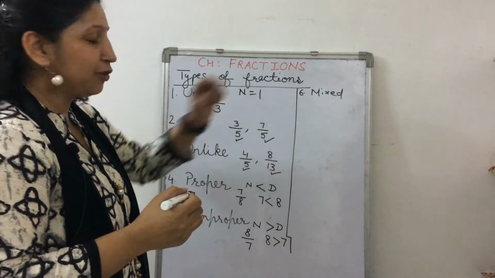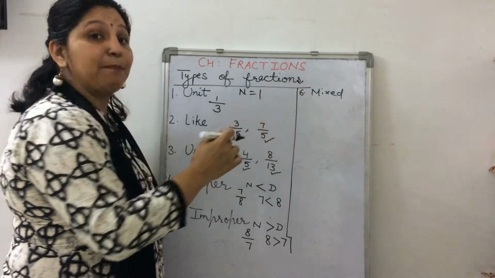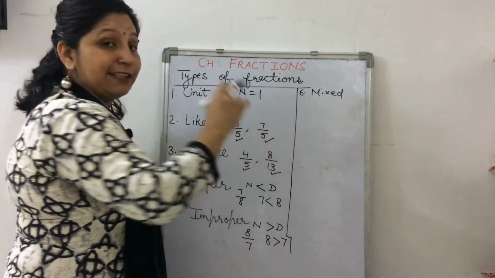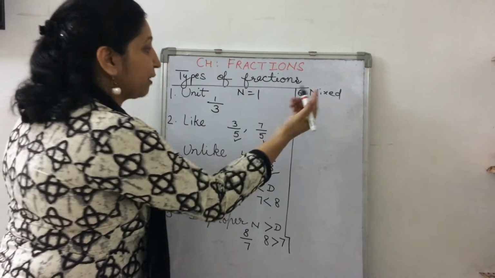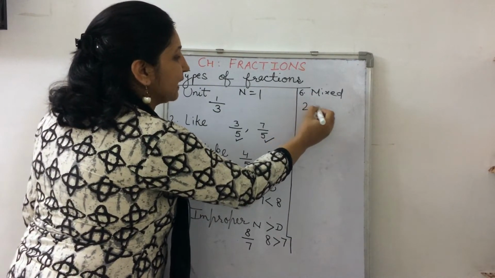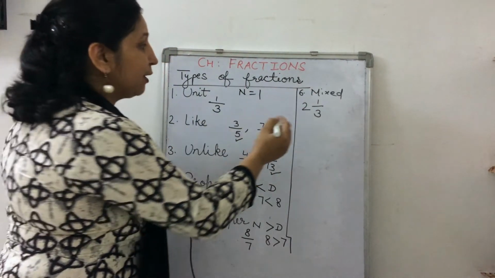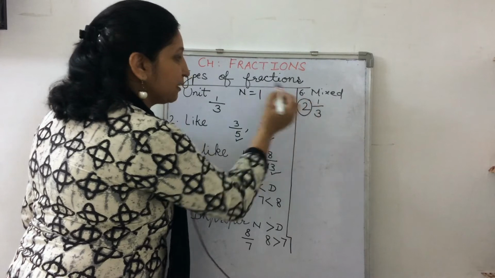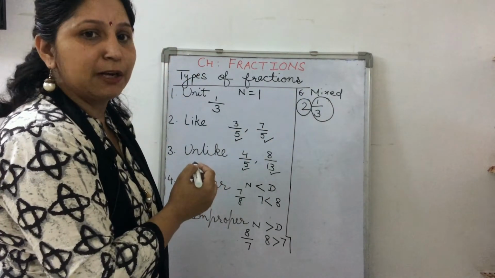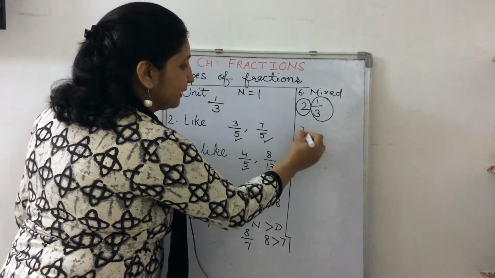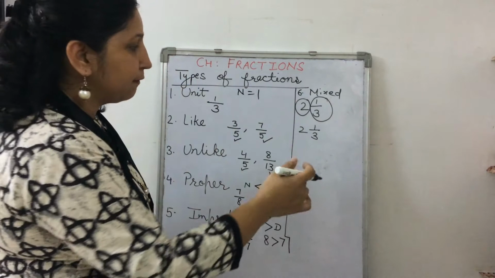Now last but not the least, sixth is your mixed fraction. Here you need to put more attention. Suppose I have written this kind of fraction. Here this part is known as whole part and this part is known as your fractional part. So again I am writing it, 2 and 1 by 3.